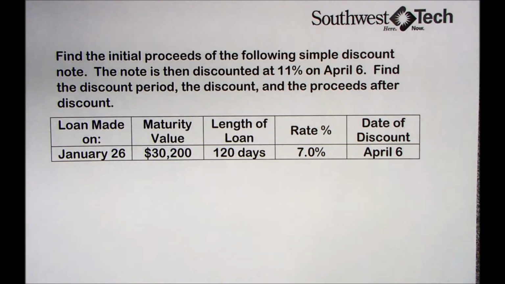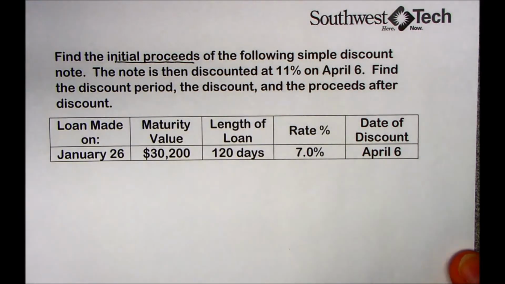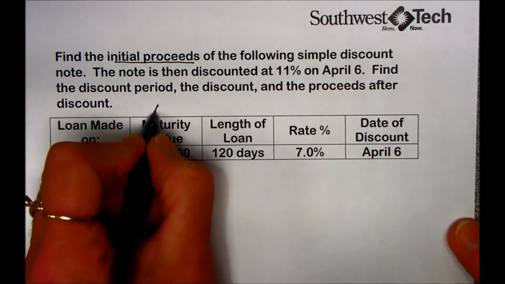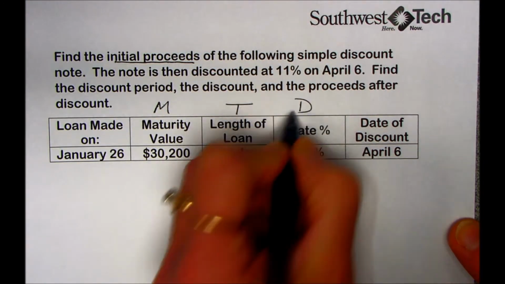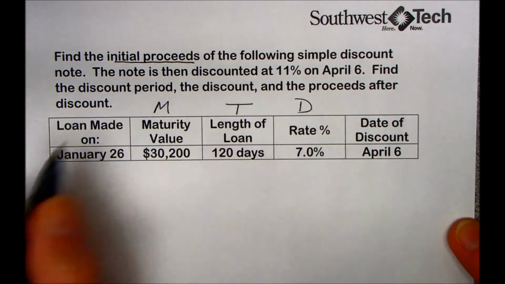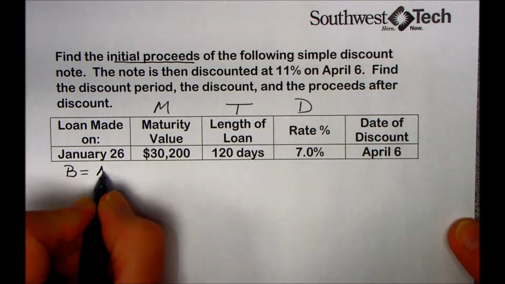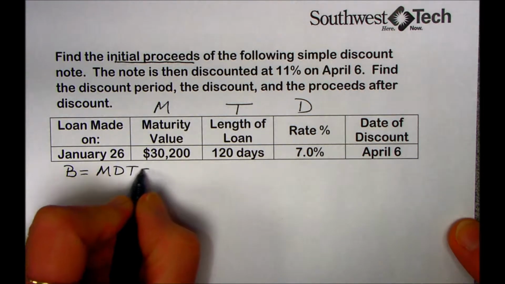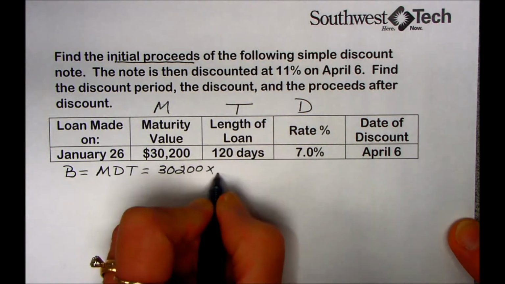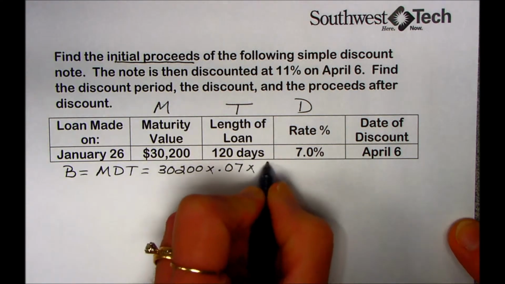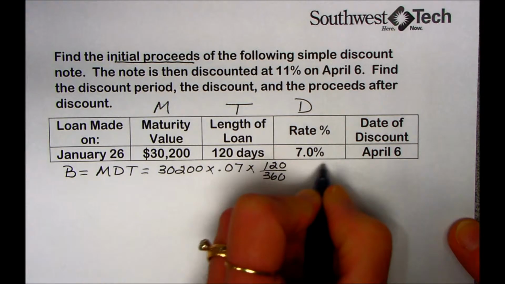This table is showing us the information for the original simple discount note, and they're asking us for the initial proceeds. So we have our maturity value M, the length of our loan would be time, and we have our discount rate, which we'll call D. So to find the proceeds, we initially need to find our bank discount, the charge. That's found by taking M times D times T. Maturity value 30,200 times our discount rate as a decimal times our time in terms of a year. We'll put a 120 over 360.